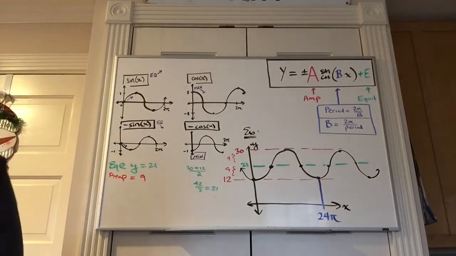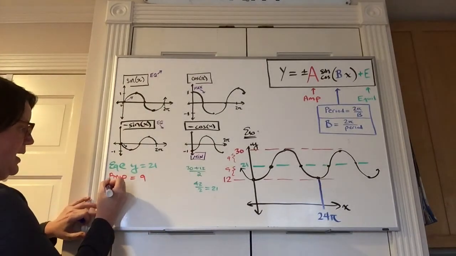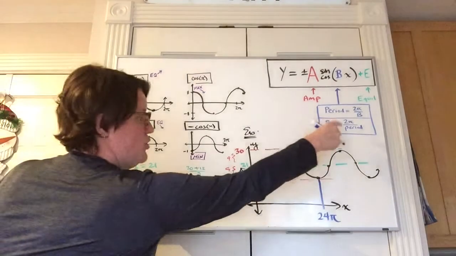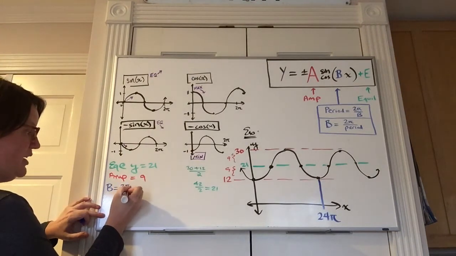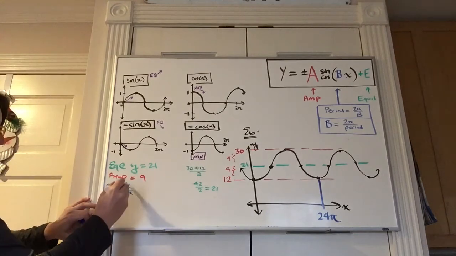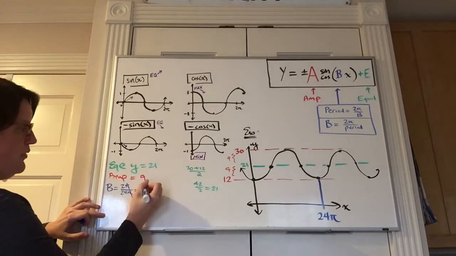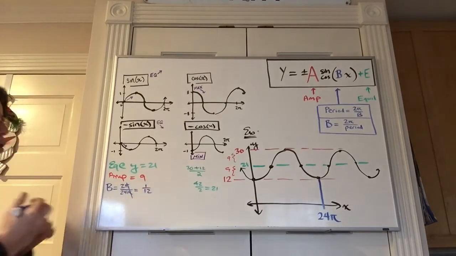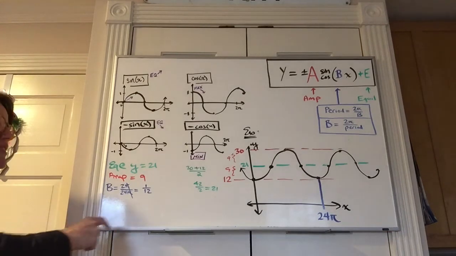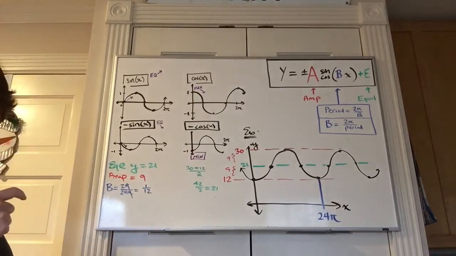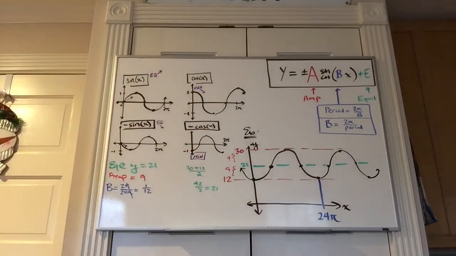Okay, then I see that a full period for this graph is 24 pi, and I know the b value is going to be 2 pi divided by the period. So the b value is going to be 2 pi divided by 24 pi. The pi's will cancel, and so this is just going to turn into the fraction 2 over 24, which simplifies to 1 over 12. If you think about that for a second, the fact that I'm going to have 1/12 inside the function is why the period is 12 times as long as it usually is.